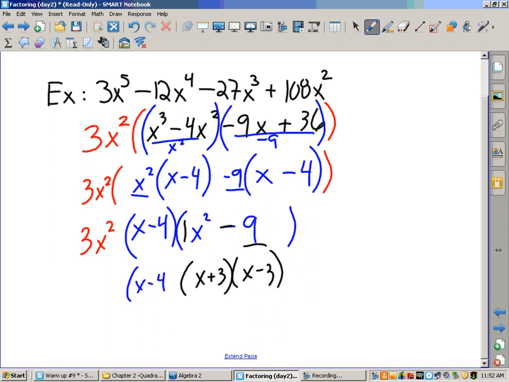X minus 4. Okay, that's one of our factors, and 3x squared. I asked you to find all the zeros. You would then set all those equal to 0 and solve. 3x squared equals 0. Divide by 3, you get 0. Do the square root of 0, you get 0.